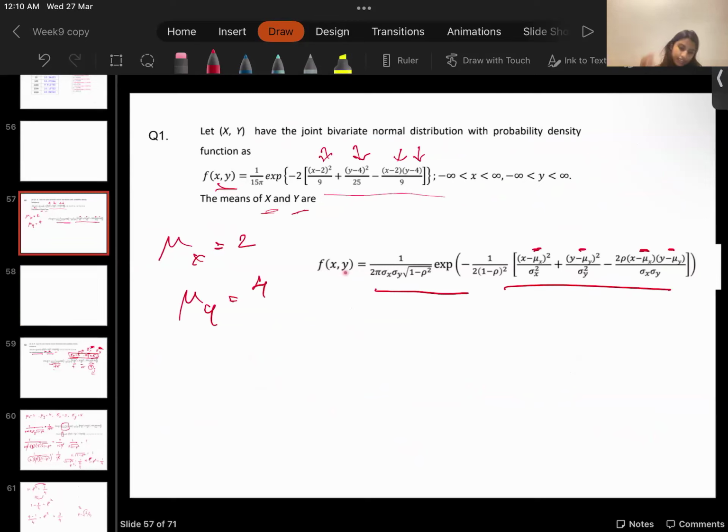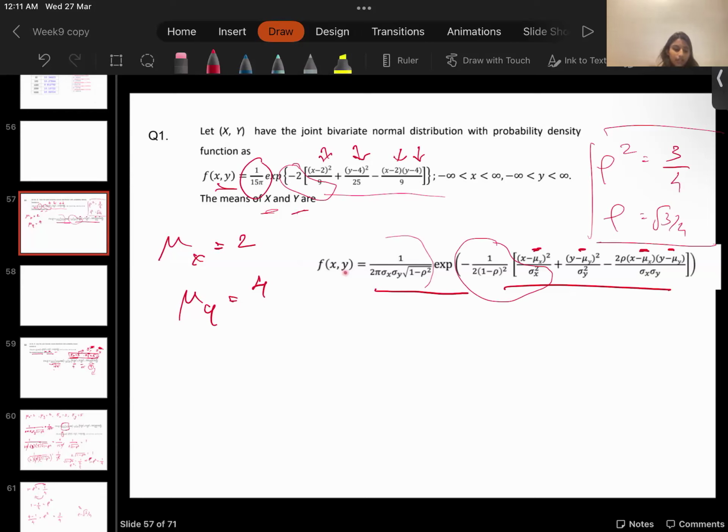So what I basically did was use this first term and equate this here to calculate rho. And one more thing I tried was I used this term to get this term, like I equated these two. Either way, I'm getting rho square is equal to 3 by 4, or rho is equal to square root of 3 by 4. So you can go ahead with this answer, whatever you get.